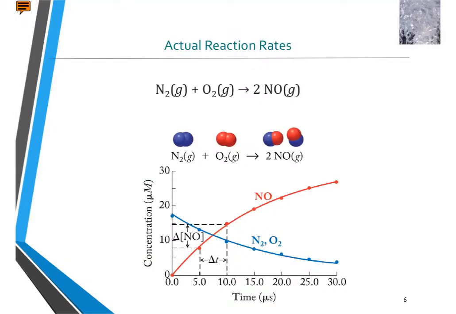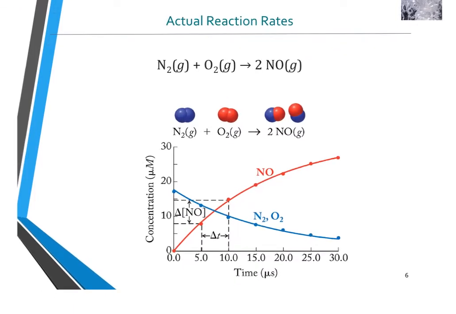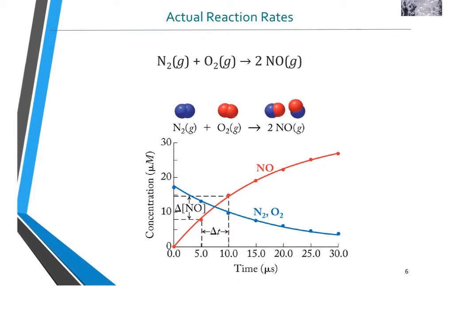If you were to look at a graph monitoring the concentrations of reactants and products over time, and this type of graph you should be able to interpret. So you would expect that any product, its concentration is going to increase over time. Of course it does. And any reactant's concentration should decrease over time.